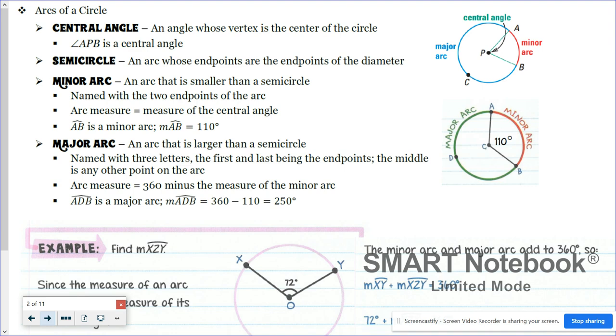So some vocabulary here, and you've seen these terms earlier. A central angle is an angle whose vertex is at the center of a circle. A semicircle is an arc whose endpoints are the diameter of a circle. A minor arc is an arc that's smaller than a semicircle. A semicircle basically divides the circle into 2 equal parts, each part 180 degrees. So a minor arc has a measure less than 180 degrees.